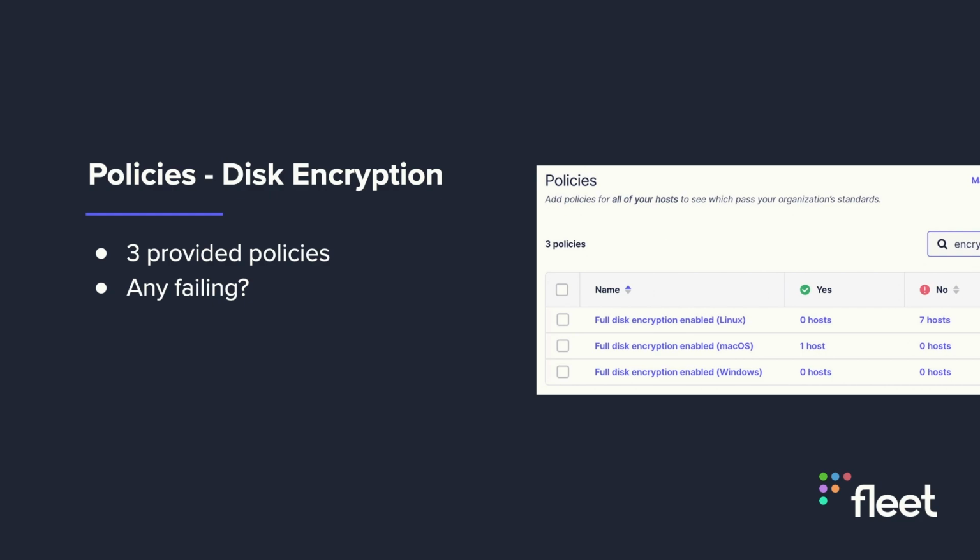What's nice is when you're looking at your policies here, you can see which ones are failing at a quick glance, and then click on that and get the entire list. From here, you can export that. You can take action. You already have that list. But you can also put automation behind this as well.